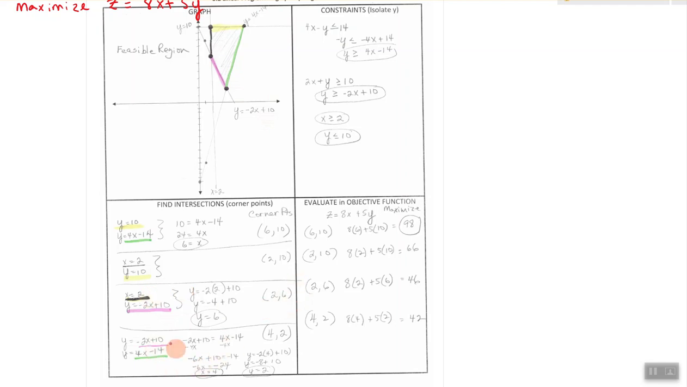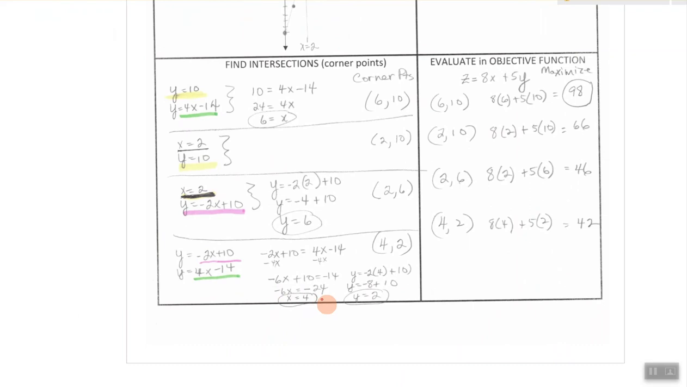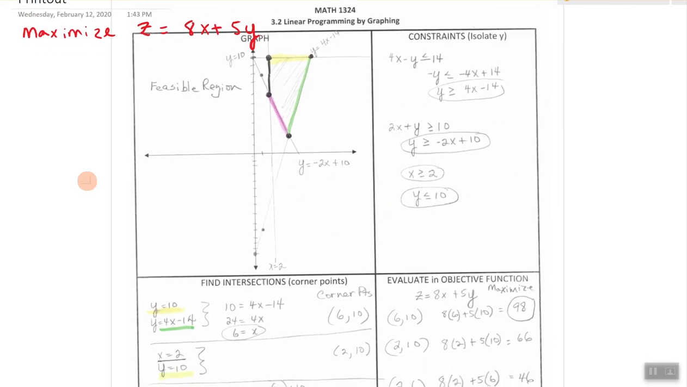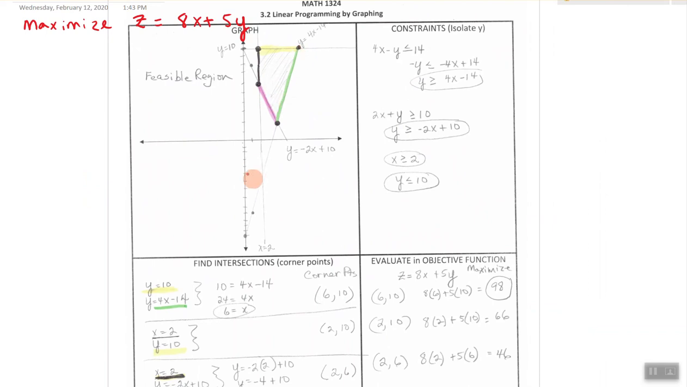The fourth one is where the purple and the green intersect. So I've got y equals this and y equals that. Well, those 2 pieces have to be the same. So I set them on either side of the equals. I solved down and got that x was equal to 4. Then I took that 4 and plugged it into one of the y's. Y equals -2 times 4 plus 10. That gave me that y is equal to 2. So I have 4, 2. So now I have the 4 corners, the 4 corner points of this feasible region.